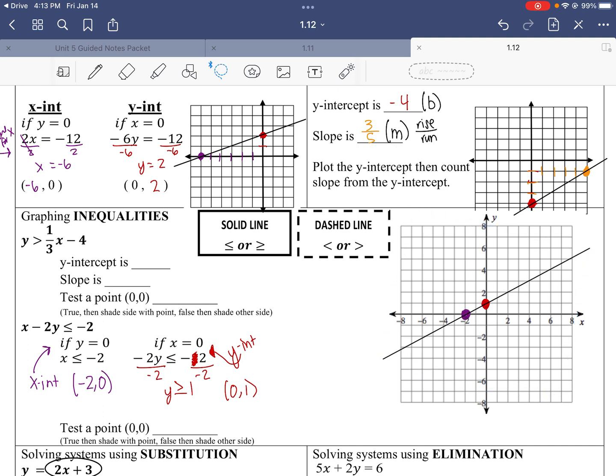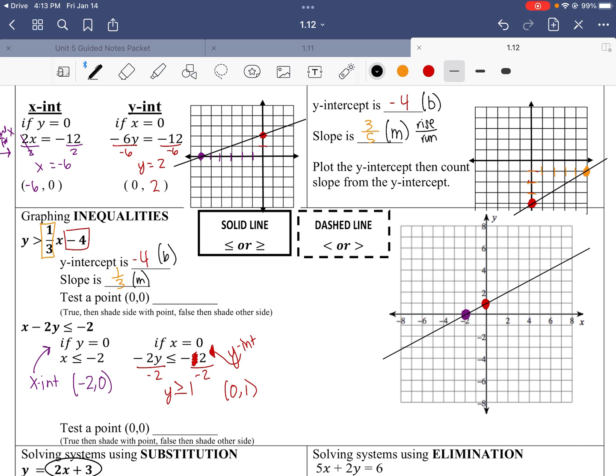So then let's go ahead and do the one that's in the other form again. So the y-intercept again is going to be whatever is out here. So on this one, it's -4. But remember, it's always your b. Your slope on this one is 1/3. Remember, it's always your m, or your number in front of the x.